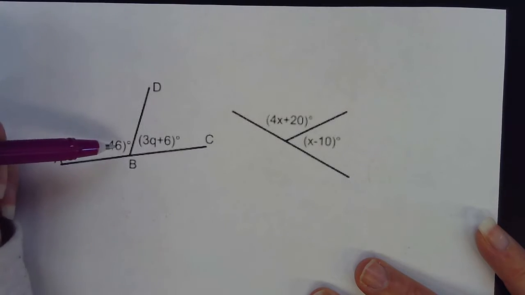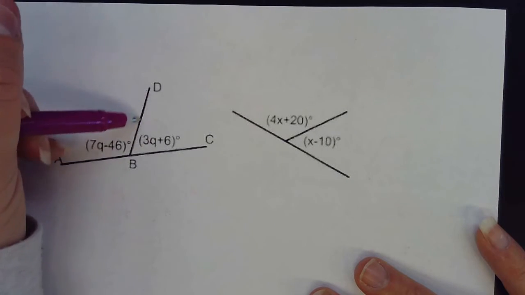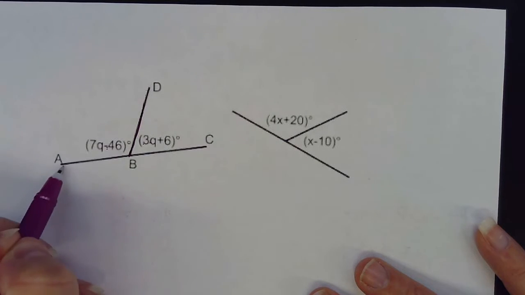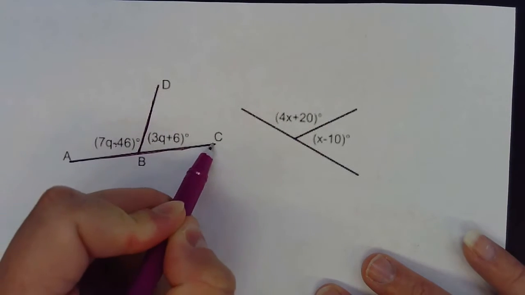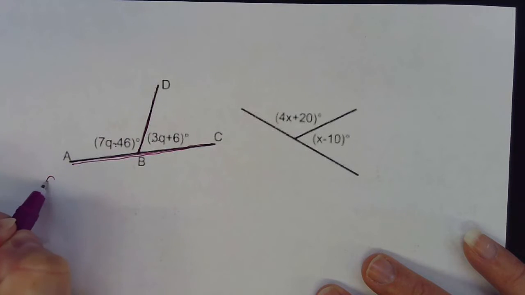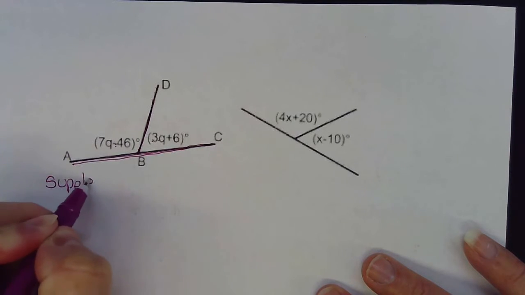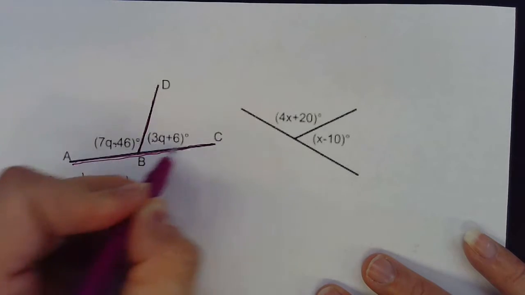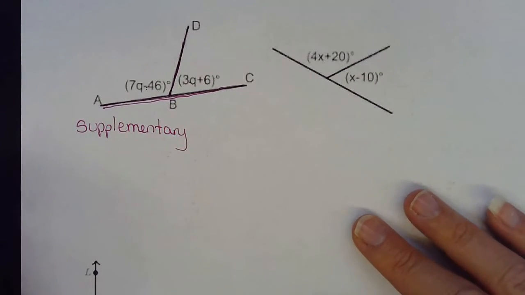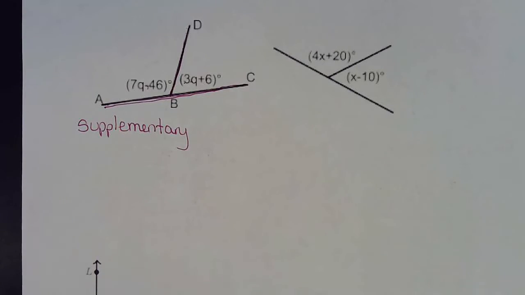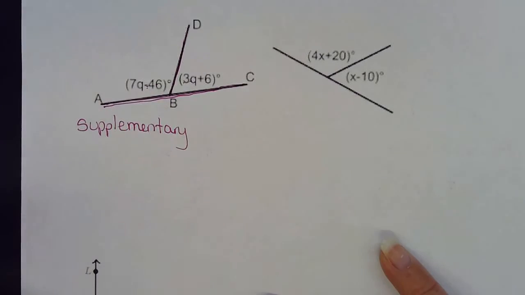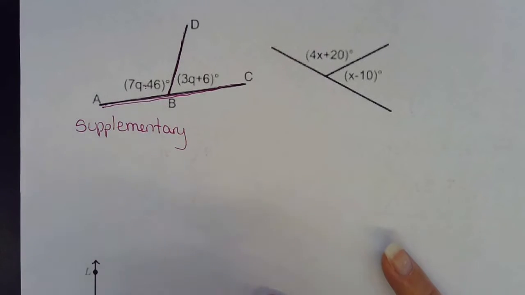So right here, I have two angles that share a fence, or share a side, and they are right next to each other. And you have a straight line. This straight line right here lets me know, and it's my red flag, that these are supplementary angles. Because they are supplementary, when I add these two angles together, it equals 180 degrees.